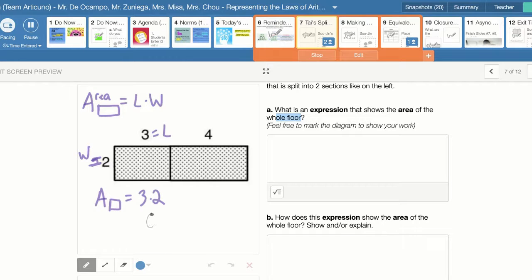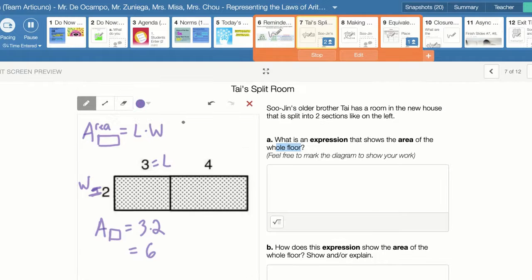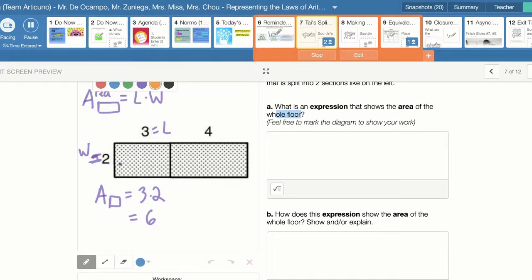And I know that 3 times 2 is equal to 6. All right, let me go ahead and change colors real quick here. All right, so I already did this part, and now I'm going to take care of this part. Okay, so I need to know what is the area of this rectangle, this bigger rectangle right here.